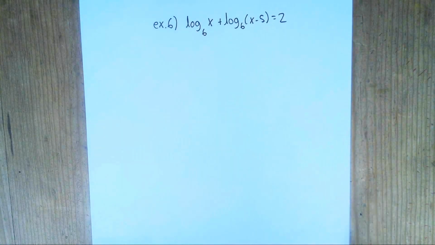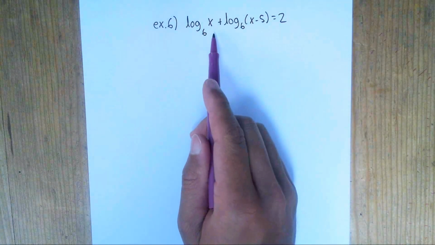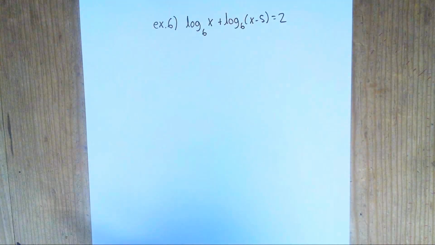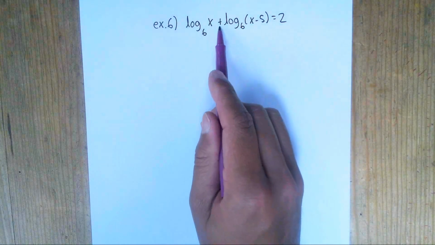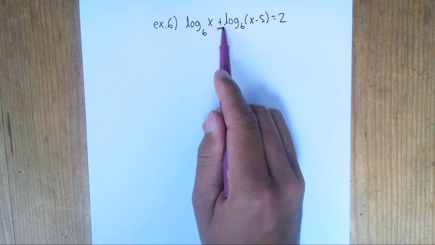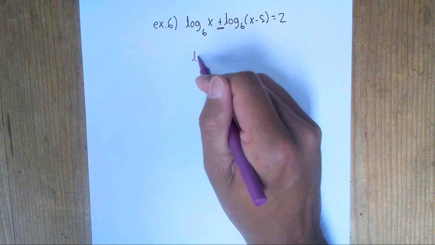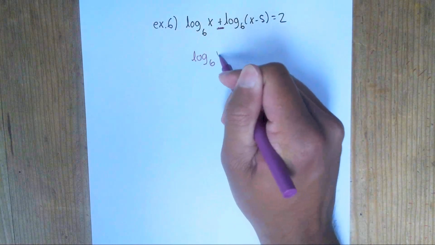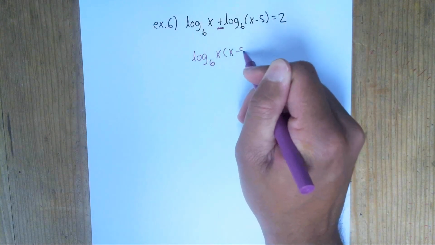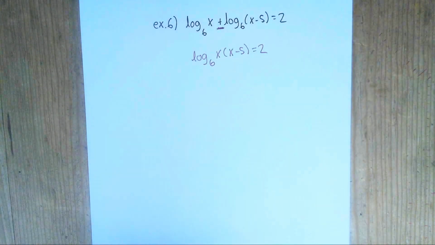Now for the last one. One thing I noticed, I'm solving for logs. I see multiple logs on one side, which means I have to condense one of the sides. I notice that this is a plus sign, so that means I'm multiplying. So this is going to be log 6 of x times x minus 5 equals 2.